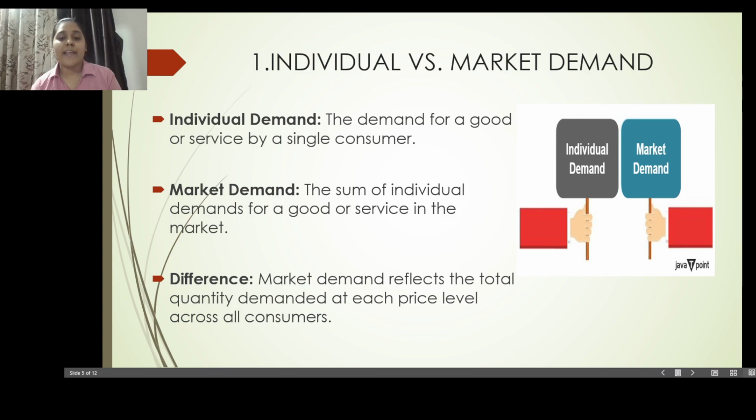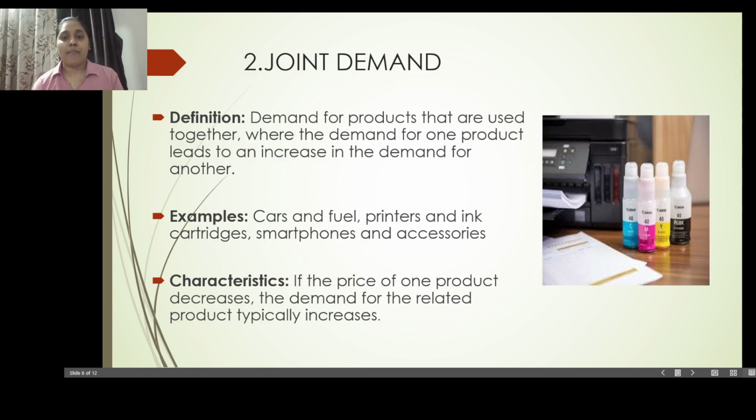Now let's look at the next type of demand, joint demand. Joint demand happens when two products are used together. If demand for one product increases, demand for the other product also increases. For example, car and petrol. If more people buy cars, demand for petrol also increases. And printer and ink. If more people buy printers, they will need more ink cartridges. If the price of one product falls, demand for both products can rise.